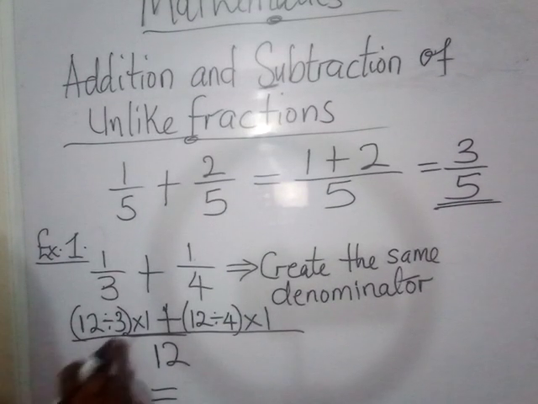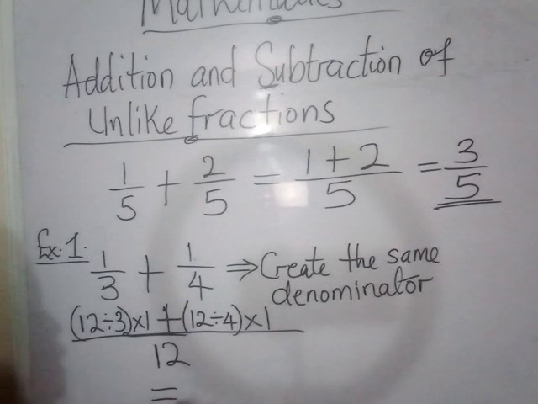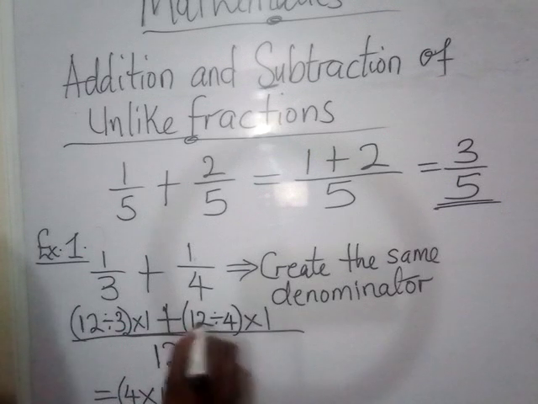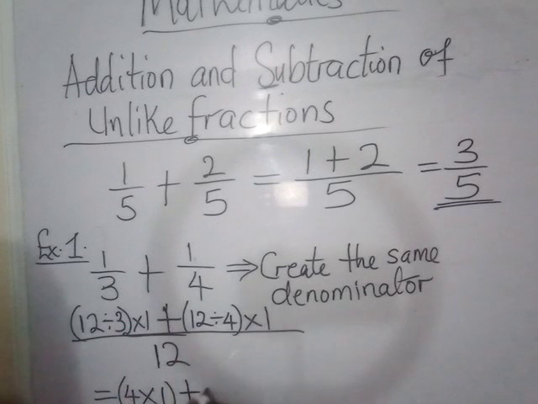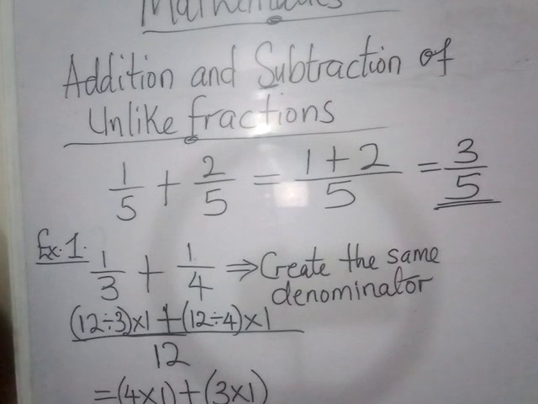Now 12 divided by 3, let's take this back a bit. 12 divided by 3 is 4. So you have 4 times 1. We can put this whole thing in bracket, plus 12 divided by 4 is 3. That means 3 times 1. You have everything over the new denominator, which is 12. This is the new denominator. Okay?